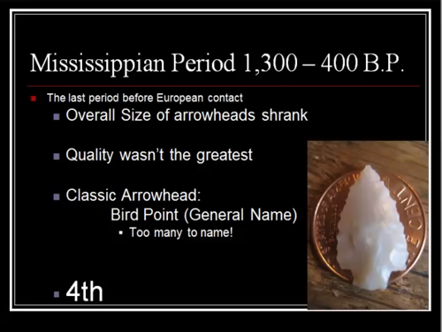This is the last period before European contact, and the overall size of arrowheads shrank, the quality wasn't the greatest, and the arrowhead type was the bird point. It's a general name, there's just too many to name. You've got like Sequoia and a lot of different kinds.